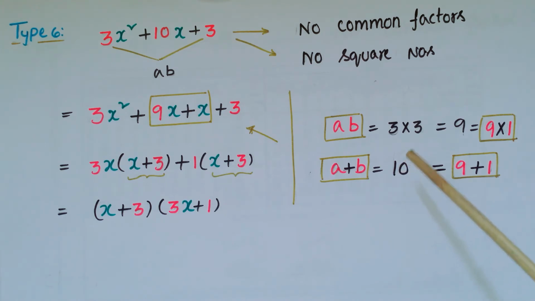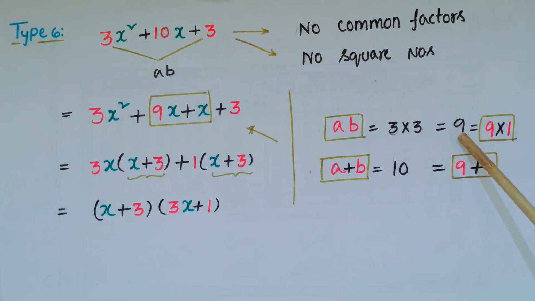So write 10 here. You have to choose two numbers such that if you add those numbers, it should be 10, and if you multiply those two numbers, it should be 9. So those numbers are 9 and 1. So 9 plus 1 is equal to 10, and 9 into 1 is 9. So apply these two values here.